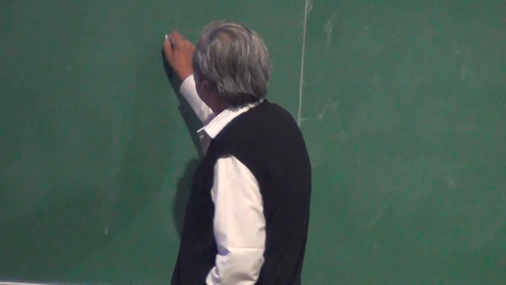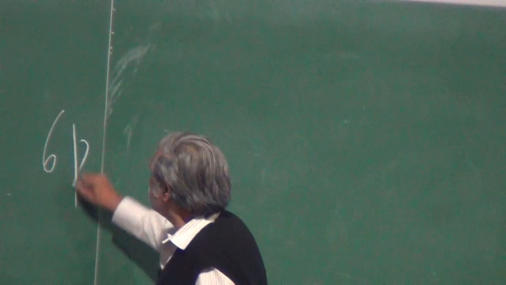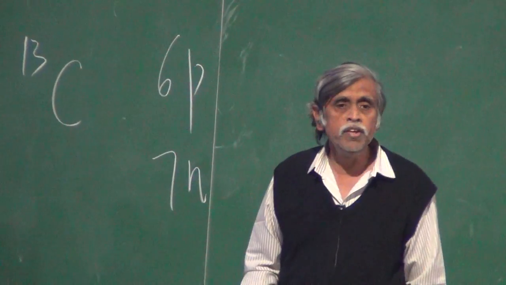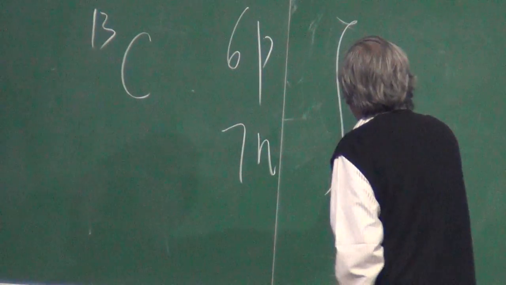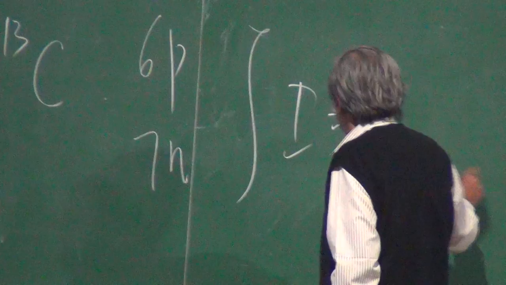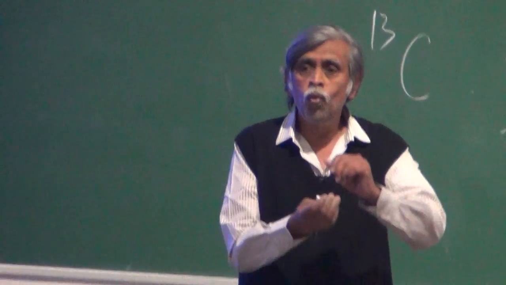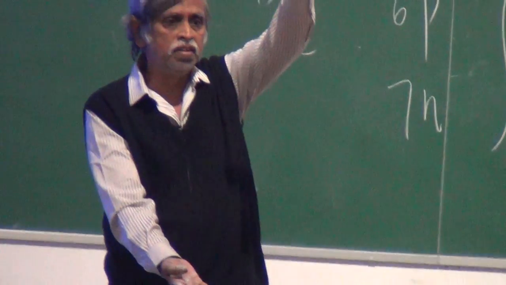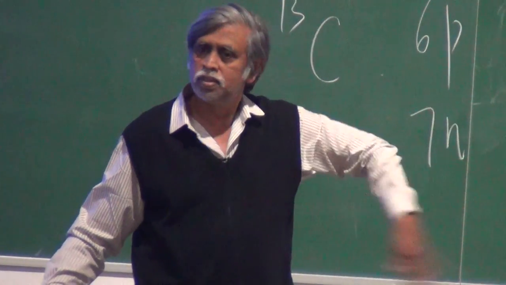Carbon-13 has how many protons? 6 protons and 7 neutrons. It has a spin I equal to 1 half, just like hydrogen. And therefore, when you apply a magnetic field, what will happen to the states? Plus half, minus half. And therefore, every other argument that you now have will simply follow.